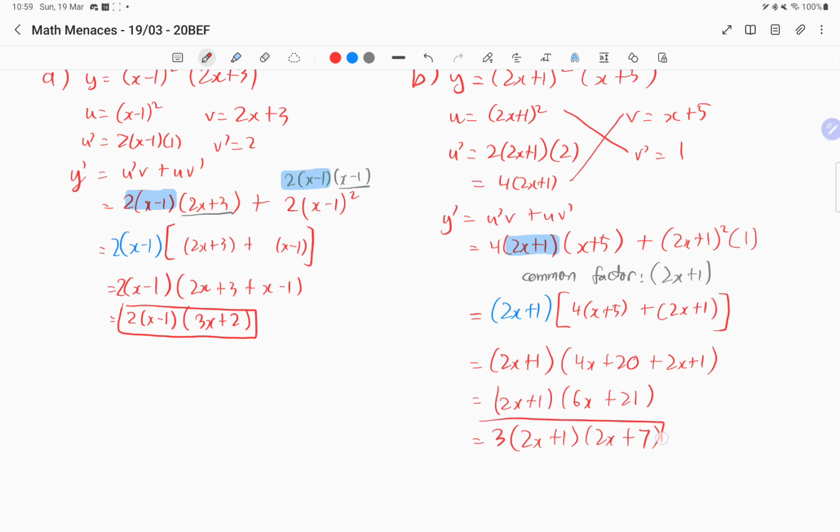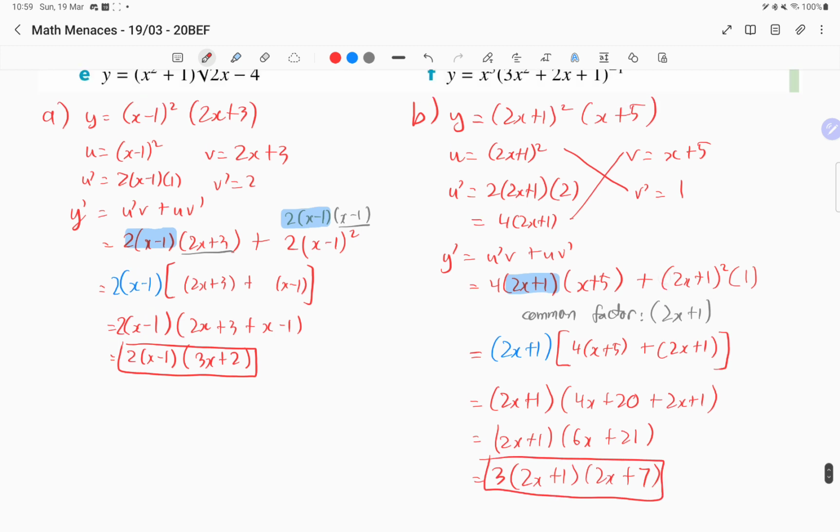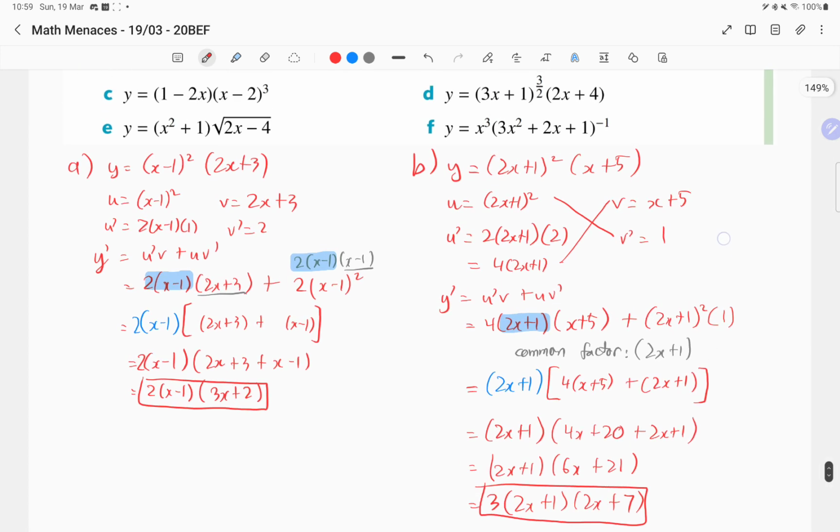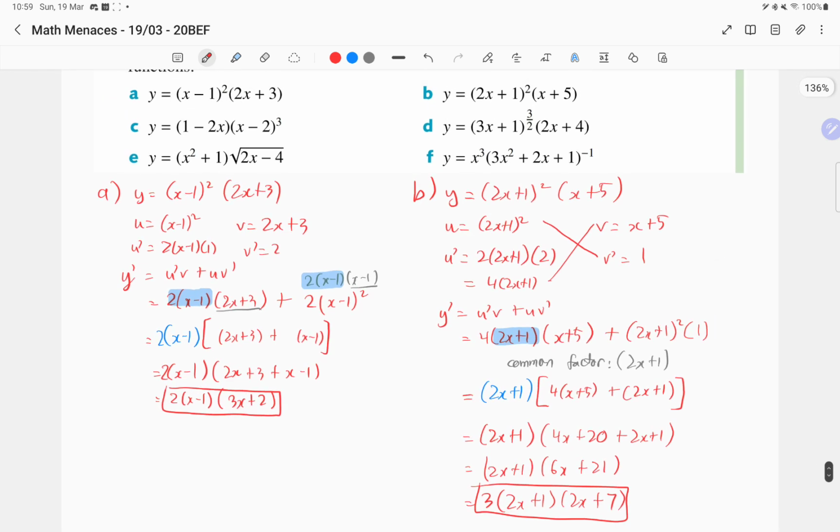Is that all for question B? Yep. So when you have a chain rule in a product rule, that's when it gets longer. Similar to chain rule in a quotient rule.